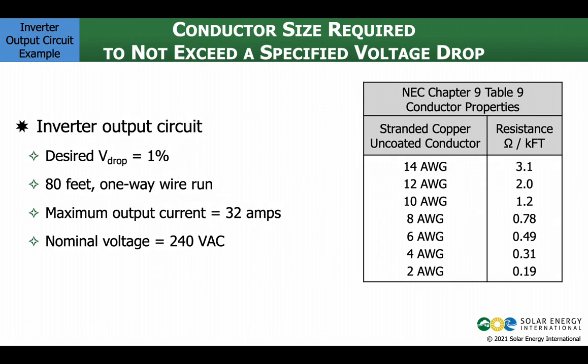Now we're looking at an inverter output circuit, and we want to say, hey, what size conductor do I need to not go over a certain amount of voltage drop? In this case, we're targeting 1%. We've got an 80-foot long run. That's our one-way distance. The rated continuous output current of the inverter is 32 amps, and we are operating at 240 volts AC.